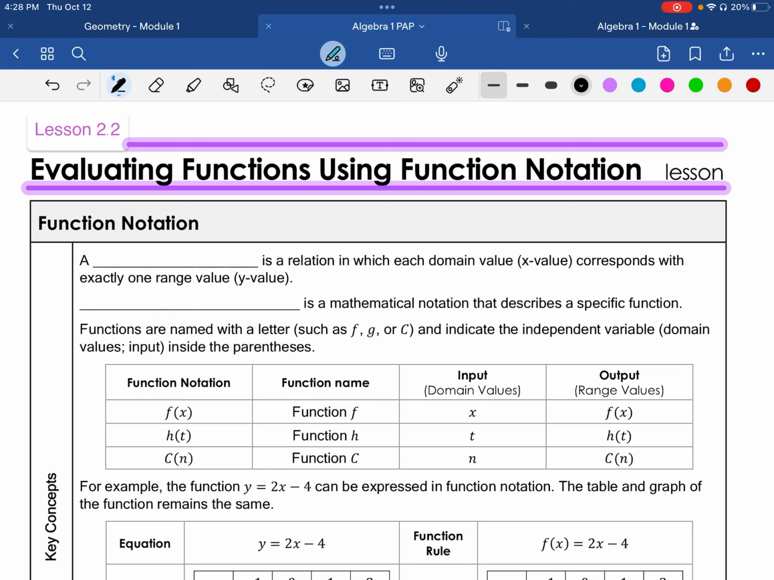Today's lesson is lesson 2.2, Evaluating Functions Using Function Notation. Remember in our last lesson, we learned that a function is a relation in which each domain value, our x's, correspond with exactly one range value, our y values. In today's lesson, we're going to learn about something called function notation.